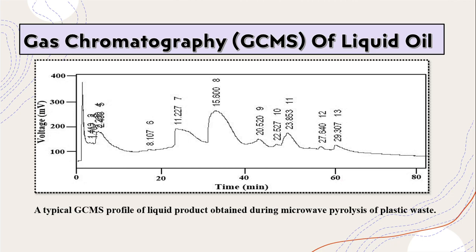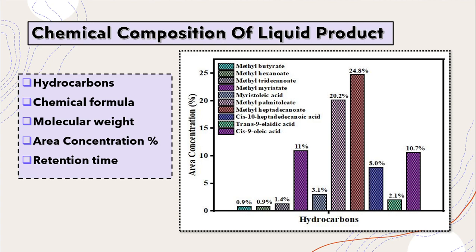Chromatography is a separation technique that is utilized to change the partition characteristic between mobile and stationary phase to separate complex mixtures. Here is the chemical composition of the liquid product. The graph shows the hydrocarbons with their specific chemical formula and molecular weight, with area concentration and retention time.